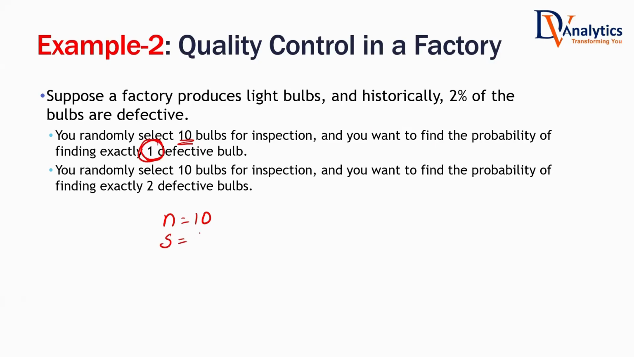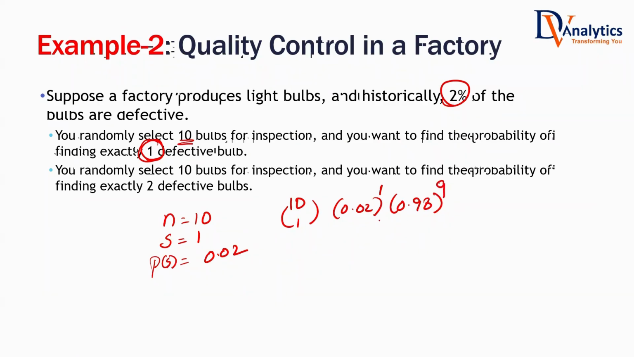So here, s becomes 1. Historically, what is the probability of defective, or probability of success, which is defective? Historically, 2%, which is like 0.02. Now, for this, I can apply the formula 10C1 or 10 choose 1 into 0.02 to the power 1 into 0.98 to the power 10 minus 1, which is 9. So this is the probability that you may get one defective bulb out of the 10 that you have picked.